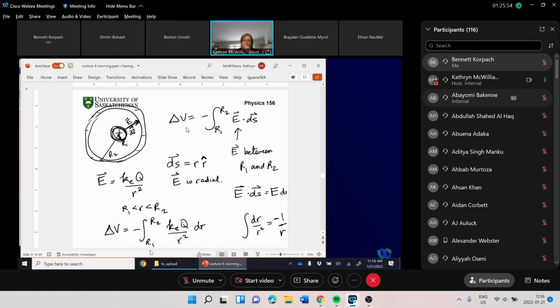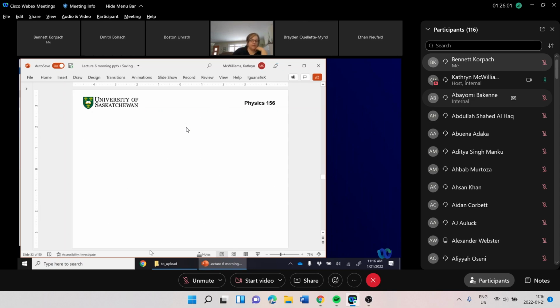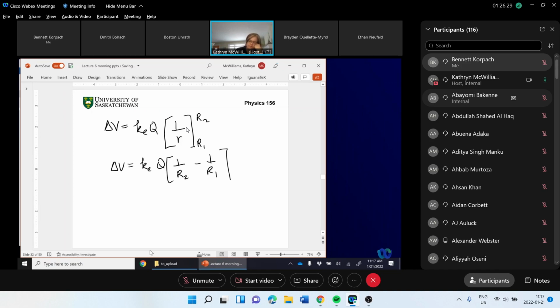Okay, everyone following along here? So we've got Ke, which is a constant, Q is a constant, and we've done our integration, 1 over R. We had a minus sign out in front of the integral, and when we do the integral we get another minus sign, so they cancel out. So we integrate from R1 to R2. So delta V is equal to KeQ times (1 over R2 minus 1 over R1).